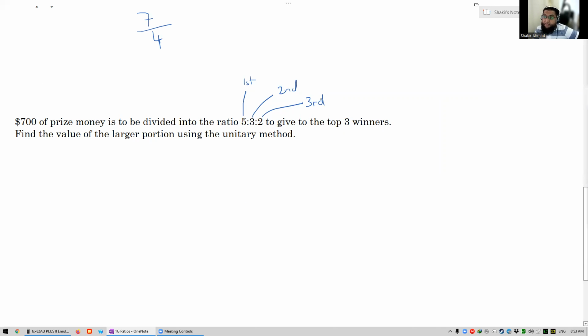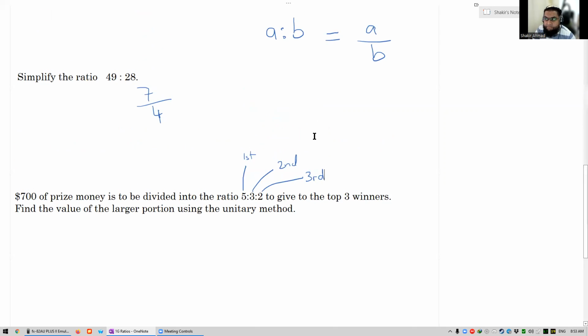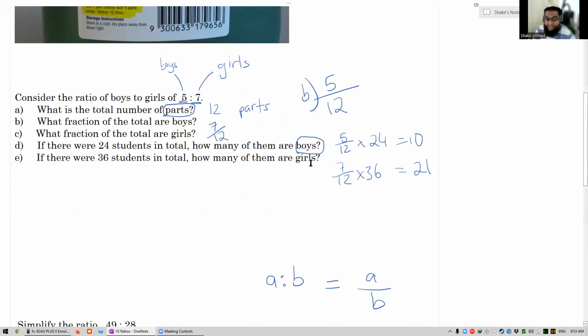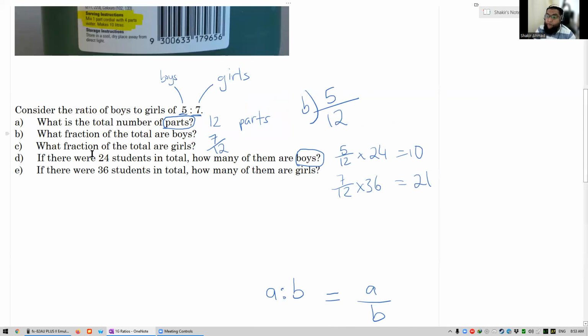So as a general rule of thumb, when you have this type of question, the first thing you do is calculate the total number of parts. So what do you do, like 5 plus 3 plus 2? Yes. If you look at the first example we did, this is how you proceed with most ratio questions. The first thing you do, the total number of parts. And then you calculate each of those ratios out of the total. So a fraction of the boys out of the total, fraction of the girls out of the total. And then you can do the fraction multiplied by the total, and you get the answer.